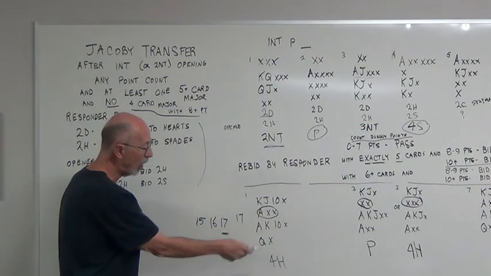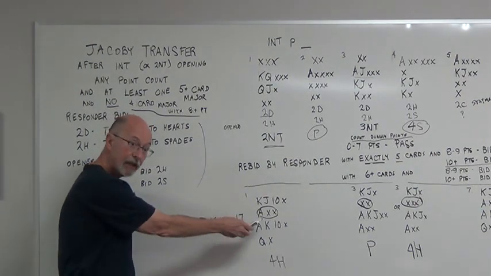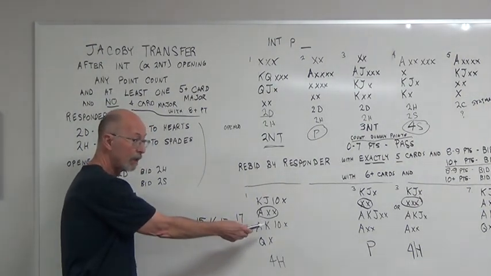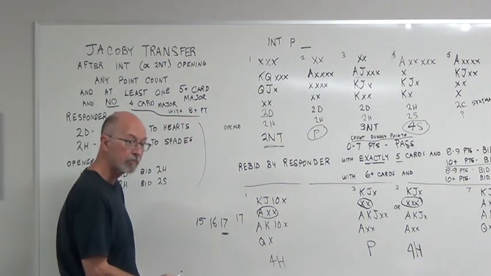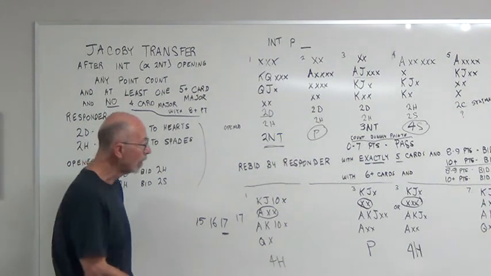It's going to be game in hearts or no trump. If you have 3 of the hearts, you take it to hearts. If you don't, you leave it in no trump, but you take it to 3 no trump. You follow that? Okay.